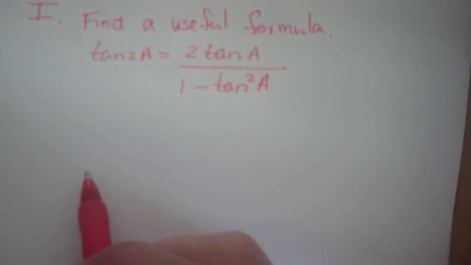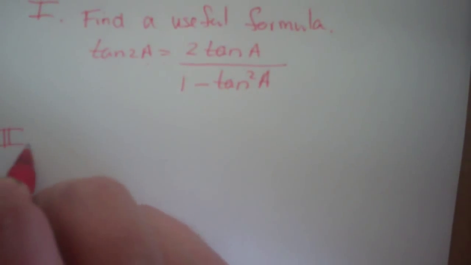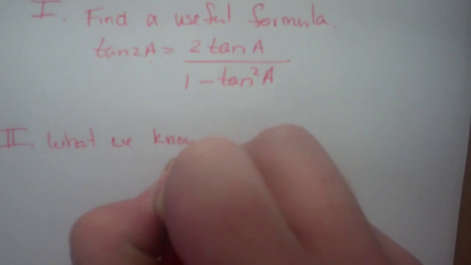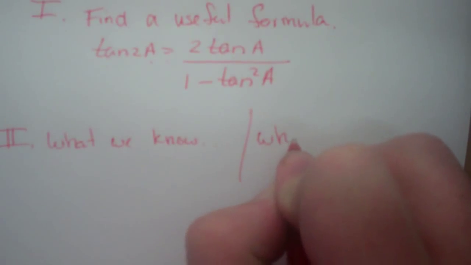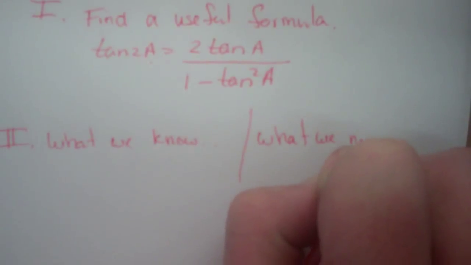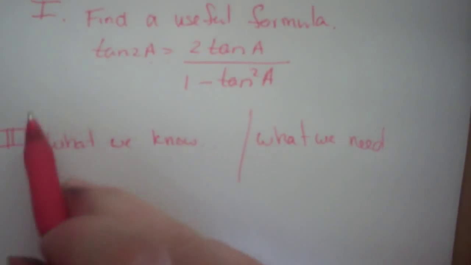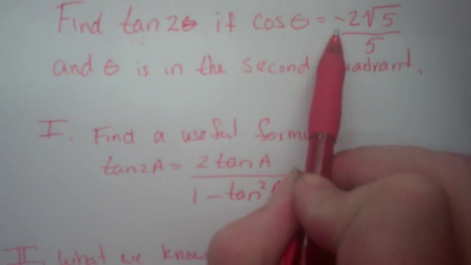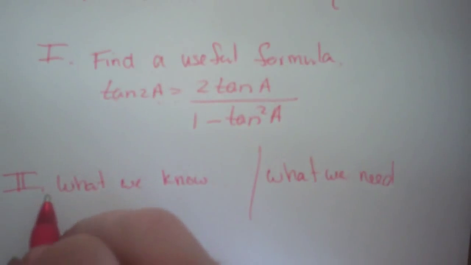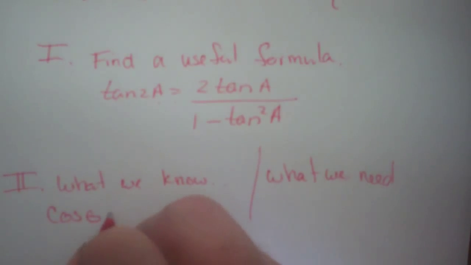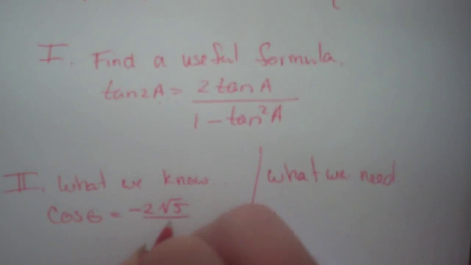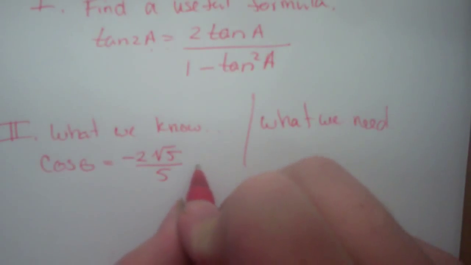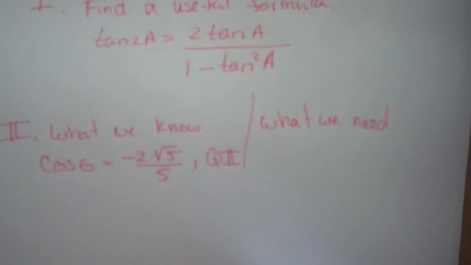Now that we have found a useful formula, we're on to step 2. Step 2 is to be very clear about what we know and what we need. So what is it that we know? Well, we know that the cosine of theta is negative 2 radical 5 over 5. That's a very useful thing to know. We also know that this angle is in the second quadrant, and that will be important. So we're here in quadrant 2.